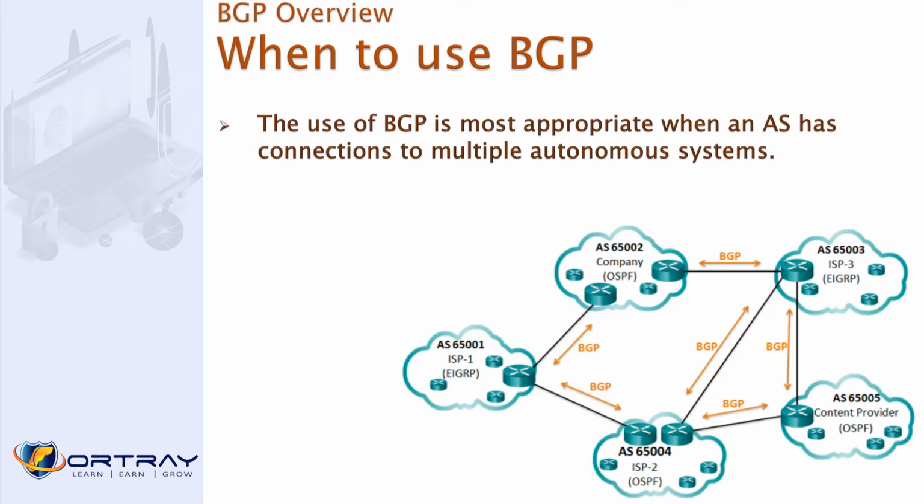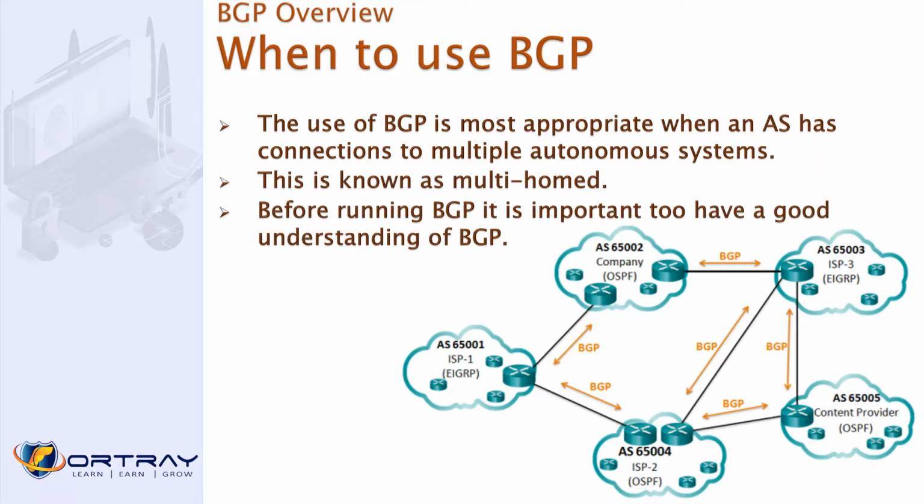When to use BGP? BGP is not normally used very often. At what time should you use it? The use of BGP is most appropriate when an AS has connections to multiple autonomous systems. For example, AS 65003 has BGP peering with 65005 and 65002 as well. Similarly, 65005 has 65003 and 65004 as well. When an AS has connections to multiple autonomous systems, this is known as multi-homed.